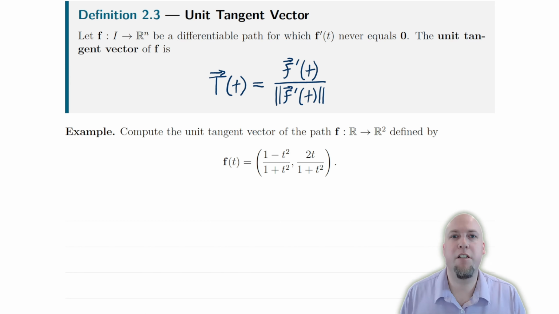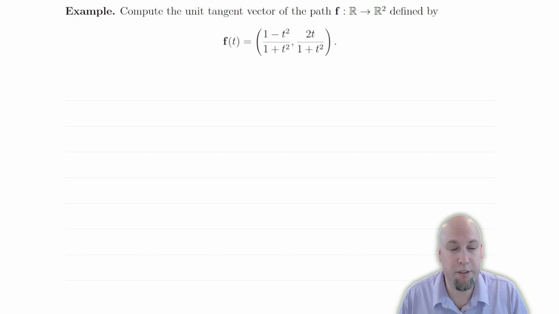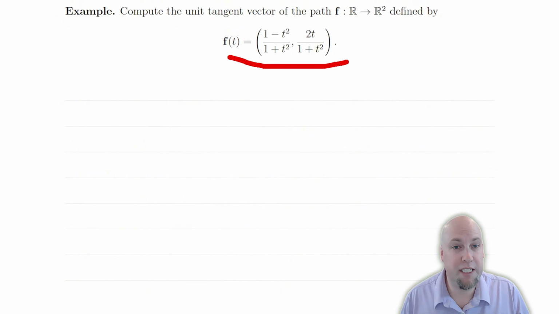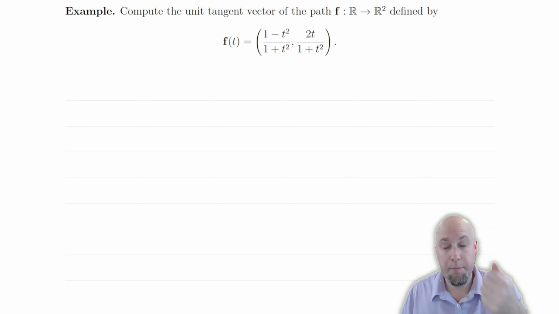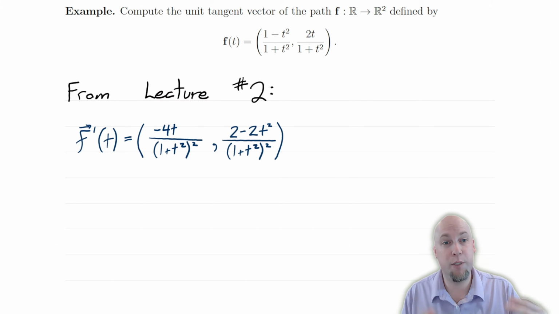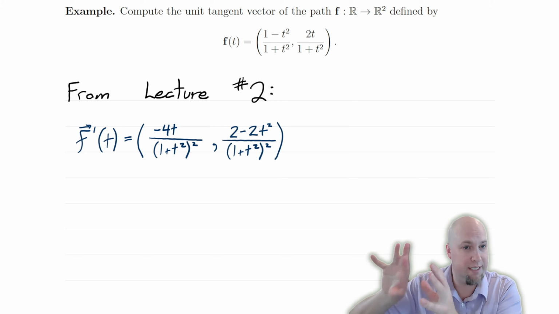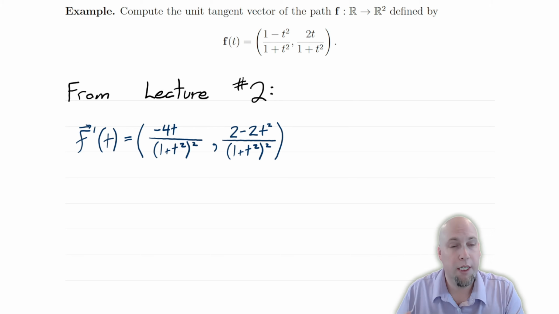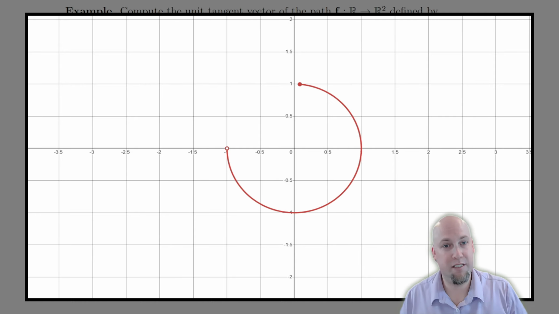The unit tangent vector is going to be really convenient for computing angular speed in a moment, but for now, let's just do a quick example to make sure that we understand the definition. Let's compute the unit tangent vector for the path from R to R2 defined via this formula. We've seen this one before, all the way back in lecture 1. This path traces out the unit circle except for the leftmost point, the point (-1, 0), which is excluded. It goes very slow at the left, very quick at the right, and then back to slow at the left.